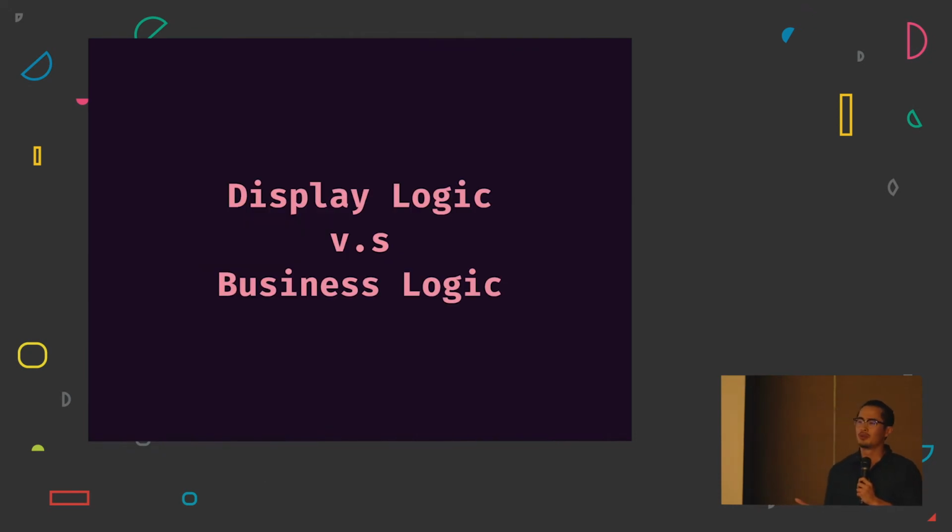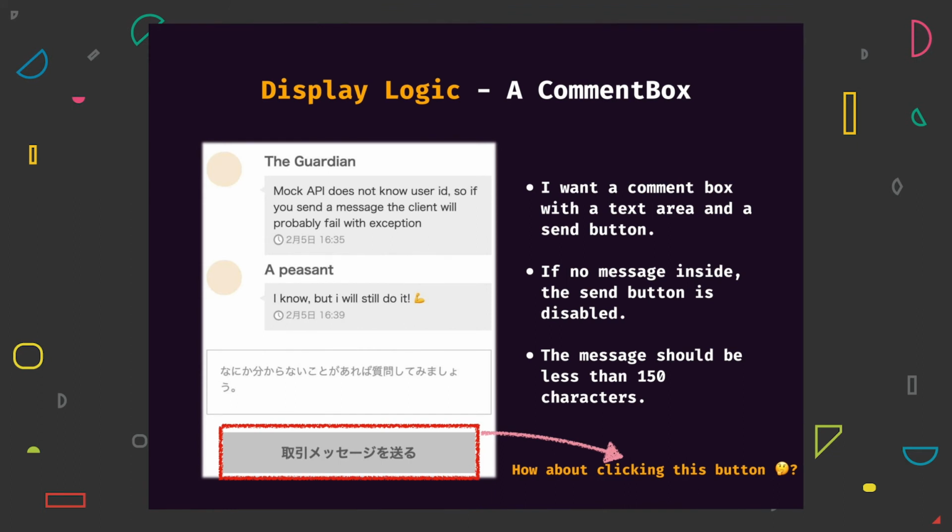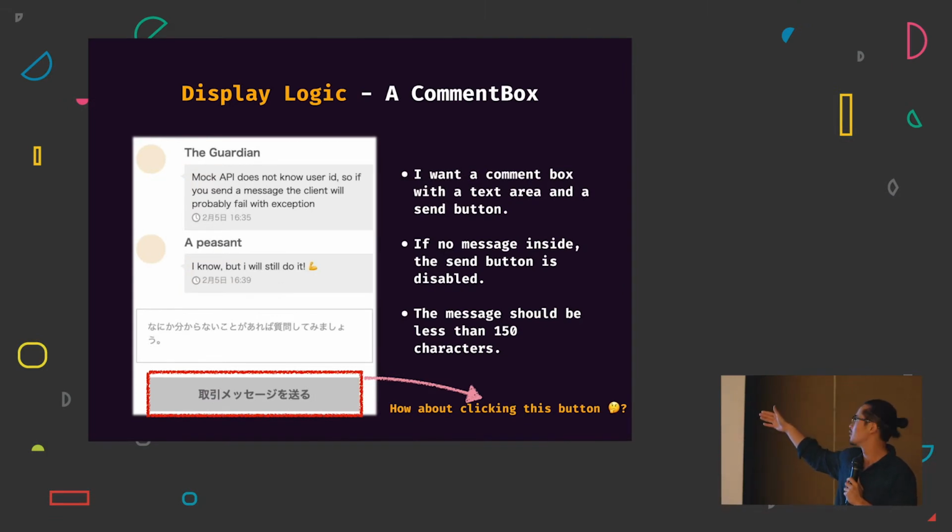So first of all, we separate logic into two different kinds. One is called display logic. The other is called business logic. What's the difference? This is an example of display logic. Imagine there's a comment box. You may receive a markup from your PMs inside your spec with some statements. For example, I want a comment box with a text area and a send button. If there's no message inside, the button should be disabled. And the message should be less than 150 characters. If you notice, I use bullet points here. It means you can change the order, and it doesn't change the meaning of your spec.